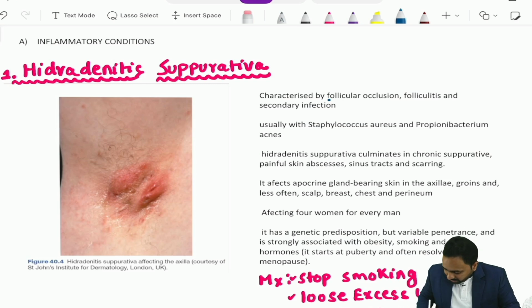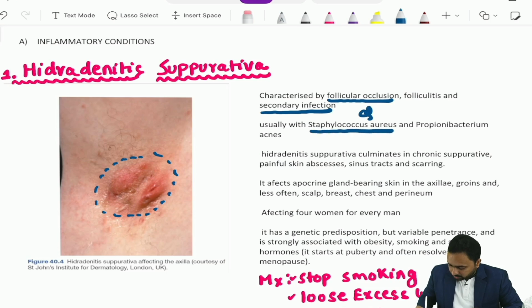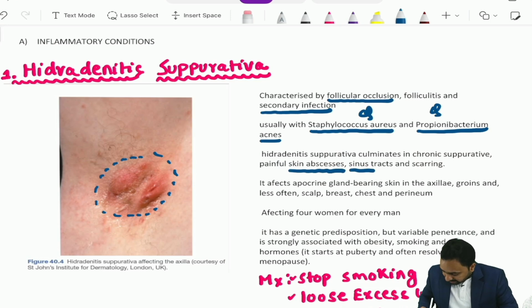These are characterized by follicular occlusion, folliculitis and a secondary infection. You can see the image given over here of hidradenitis suppurativa. Now this is usually with Staphylococcus aureus and Propionibacterium acnes. Hidradenitis suppurativa culminates in chronic suppurative painful skin abscesses, sinus tracts and can result in scarring.